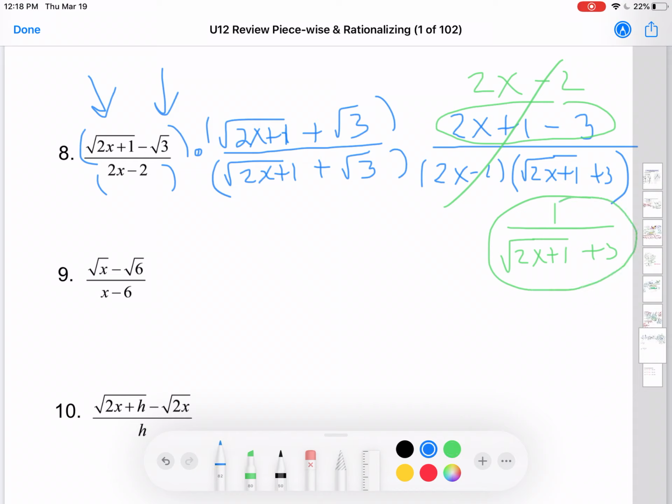All right, another one. Okay, so let's rationalize the denominator.